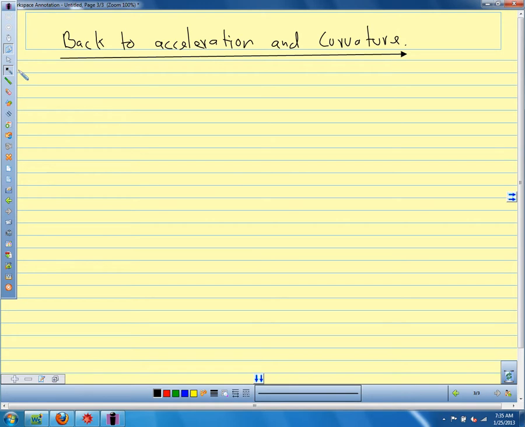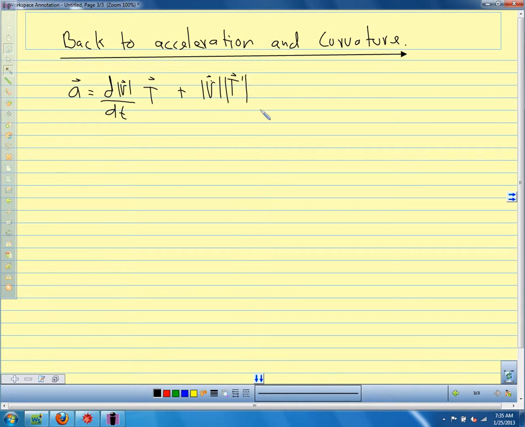So when we came up with an expression for the tangential and normal components of acceleration, we said that the acceleration vector, A, was the rate of change of the speed with respect to time, times our unit tangent vector, that's our tangential component of acceleration, plus this quantity that was our normal component of acceleration. And we did some analysis after this to make this easier to calculate.